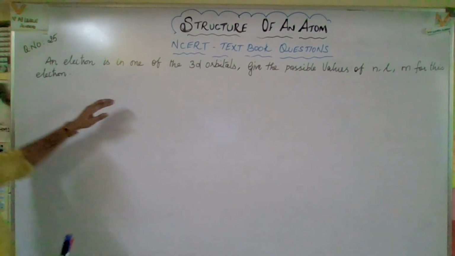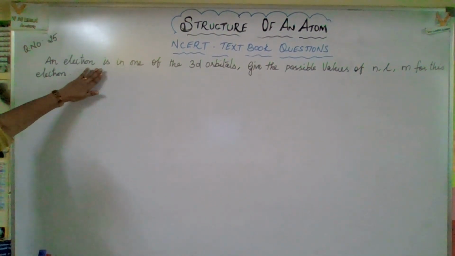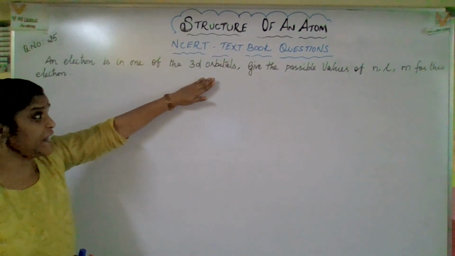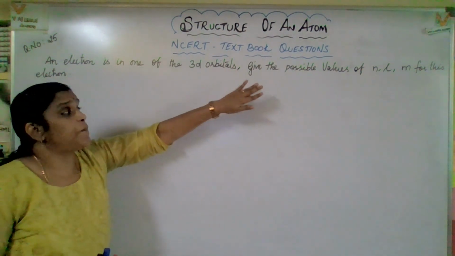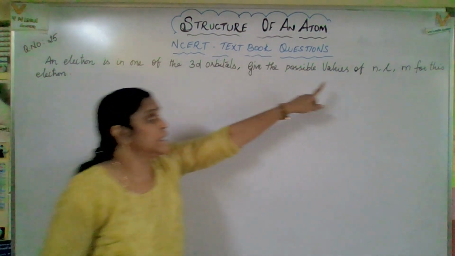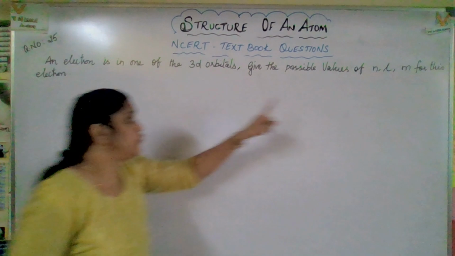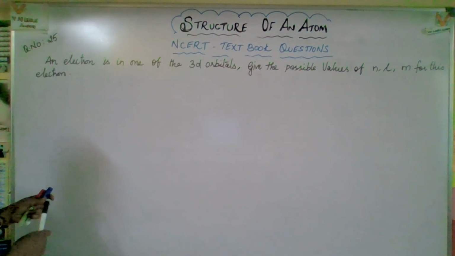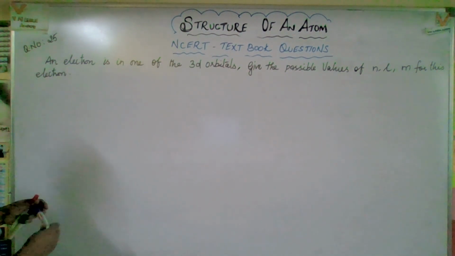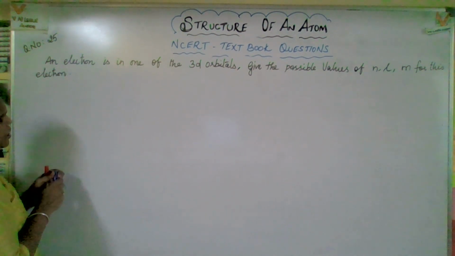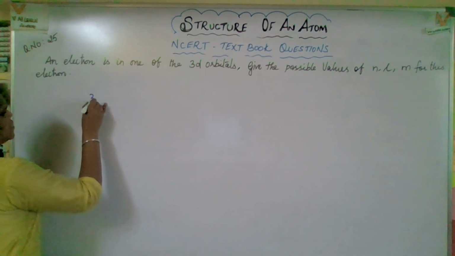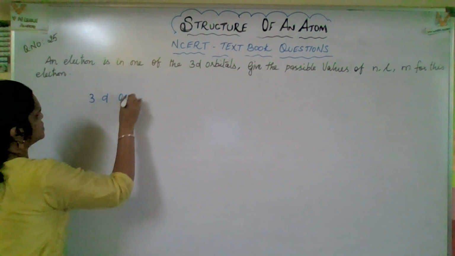The next question is very simple and easy. An electron in one of the 3D orbitals: give the possible values of n, L, m for this electron. Okay, now first and foremost, 3D orbitals. So how to fill 3D orbitals?